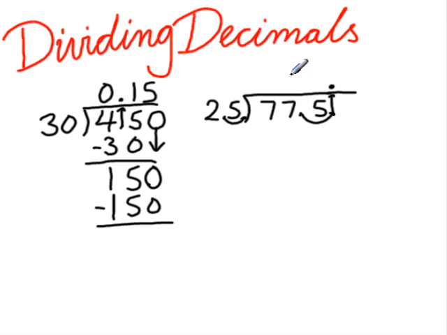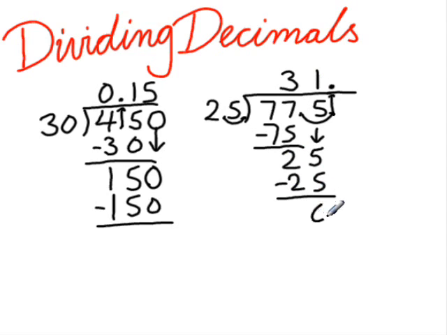25 goes into 77 3 times. 3 times 25 is 75. Subtract, bring down. 25 goes into, whoops, that should have been a 5. Bring down the 5. 25 goes into 25 one time, and 1 times 25 is 25. And so our final answer here is 31. We don't need to write that decimal point there at the end.